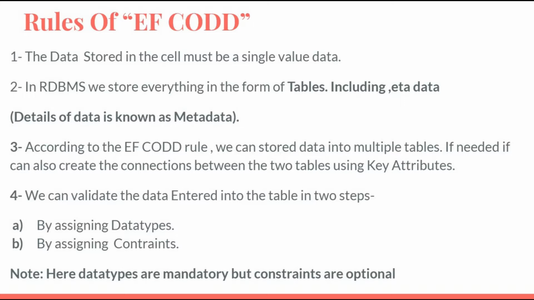The fourth rule is that we can validate the data entered into the table in two steps. You can easily validate the entered data by assigning data types or by assigning constraints. Note: please learn it carefully that data types are mandatory, compulsory, whereas constraints are optional. Now you may have a question: what are data types and constraints? We will learn about constraints later, but first we will cover the data type. Our next slide is for the data types.